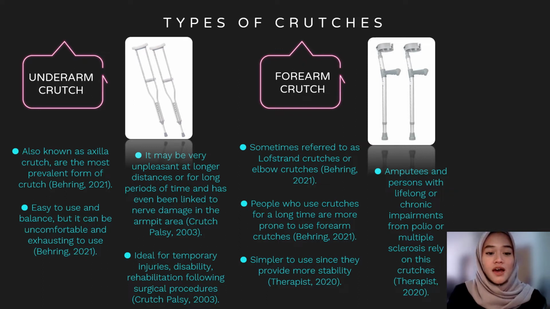Forearm crutches are sometimes referred to as low-strength crutches or elbow crutches. People who use crutches for a long time are more prone to use forearm crutches. These crutches work in a different way than underarm crutches. Amputees and persons with lifelong or chronic impairments from polio or multiple sclerosis rely on them. These crutches are simpler to use since they provide more mobility, allowing users to walk across difficult terrain or up and down stairwells.